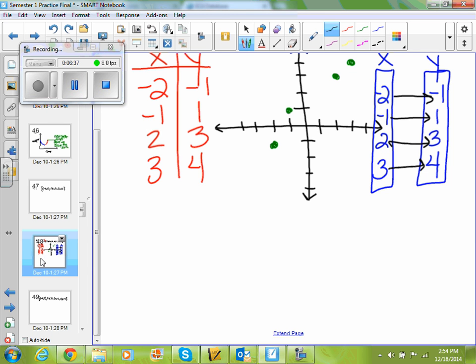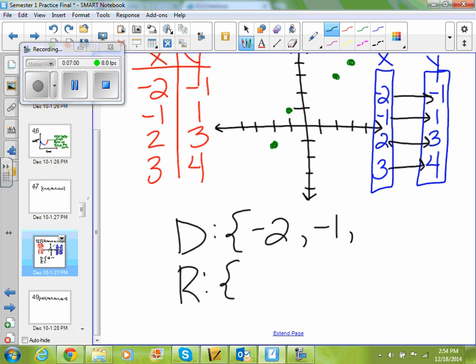Okay, so we good on a table, a graph, and a mapping diagram. Those are the first 3 things you do on the problem. Okay, next it asks to give the domain and the range. So what values does my domain refer to? X's. Okay, so if I look at my mapping diagram, that's what I'm going to use. Then my X's are negative 2, negative 1, 2, and 3.